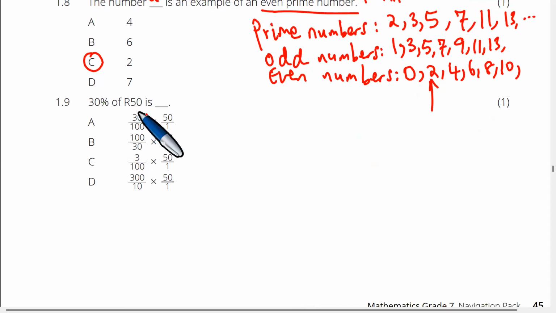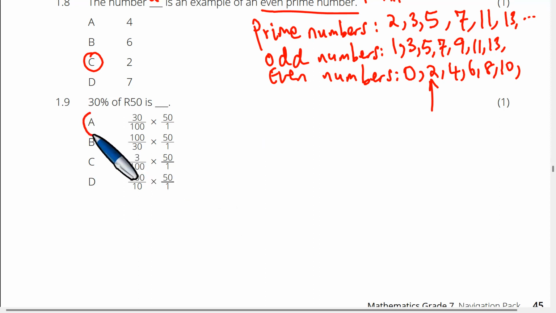1.9. 30% of 50 equals what? Is it A or B or C or D? Which one? Your thoughts, please. Because these are worksheets once again, so we're working together. Is it A? Let's check together very carefully. Is it A in 1.9?